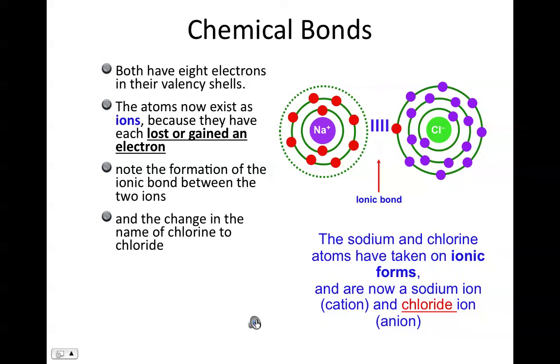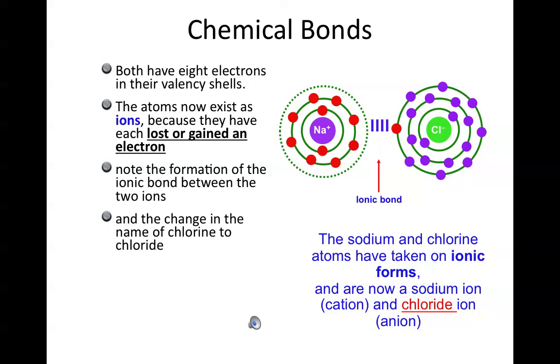So now if we take a look, sodium that is now positively charged and chloride, which is the name we now give to chlorine once it's gained an electron, are now called ions. When an atom gains or loses an electron, we no longer call it an atom, but instead we call it an ion. If it's a positively charged ion, we call it a cation. If it's a negatively charged ion, we call it an anion.